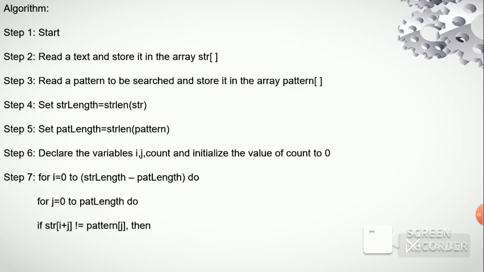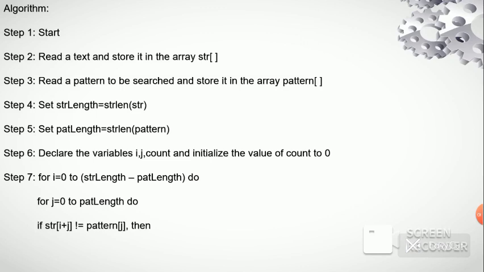Step 4, set string length equal to the length of str. It determines the length of the text and stores it in a variable called string length. Step 5, set pattern length equal to the length of pattern. It determines the length of the pattern and stores it in the variable called pattern length. Step 6, declare the variables i, j and count, and initialize the value of count to 0. Declare variables for the loop, i and j, and a count.